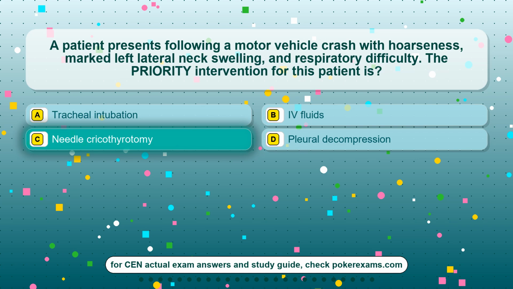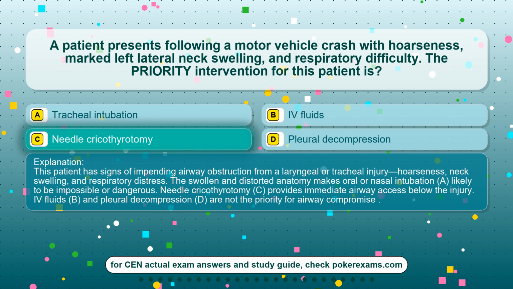The correct answer is option C, needle cricothyrotomy. This patient has signs of impending airway obstruction from a laryngeal or tracheal injury: hoarseness, neck swelling, and respiratory distress. The swollen and distorted anatomy makes oral or nasal intubation, A, likely to be impossible or dangerous. Needle cricothyrotomy, C, provides immediate airway access below the injury. Fluids, B, and pleural decompression, D, are not the priority for airway compromise.